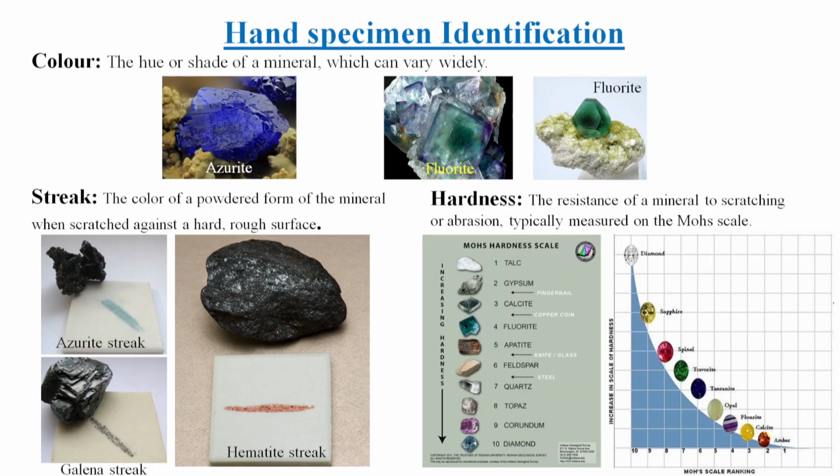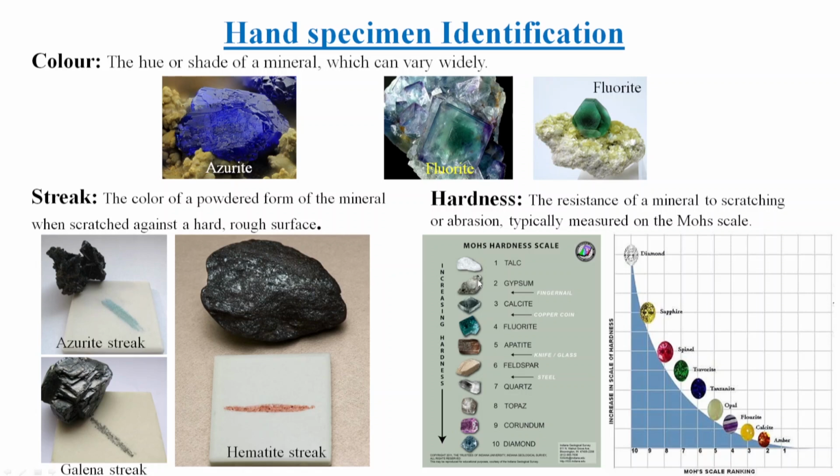Simply, you can apply copper coins also to scratch minerals. If it is getting scratched, you can say that the hardness of the mineral is less than that of the copper coin. Similarly, you can take a hardness of 5.5, that is generally your steel knife, and also your streak plate, that is your 6.5.